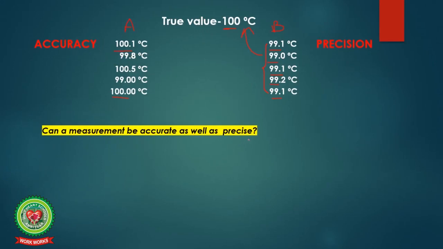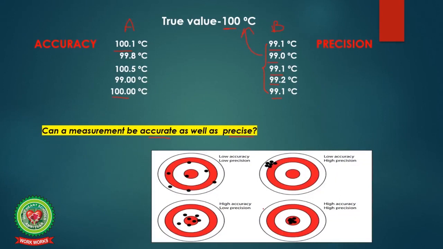But the question arises, can a measurement be accurate as well as precise? The answer is in the fourth part. If you get the correct value every time, it means you have an instrument which is highly accurate and highly precise. So what is the significance of accuracy and precision? You should choose an instrument which is highly accurate and highly precise, then you will get the correct results every time.